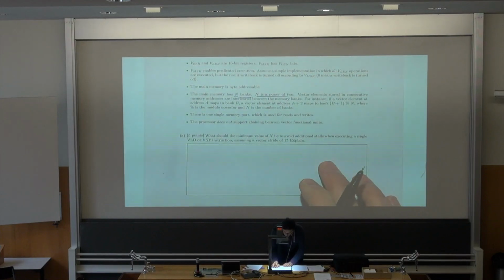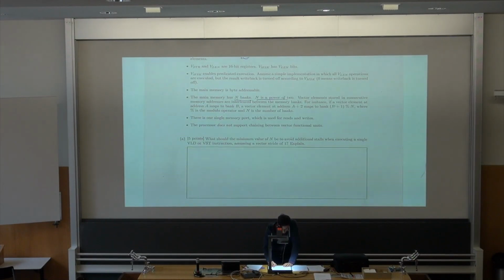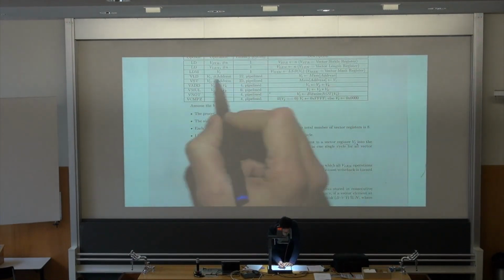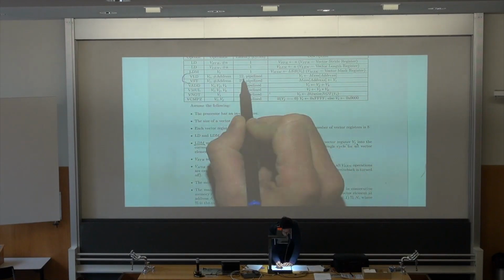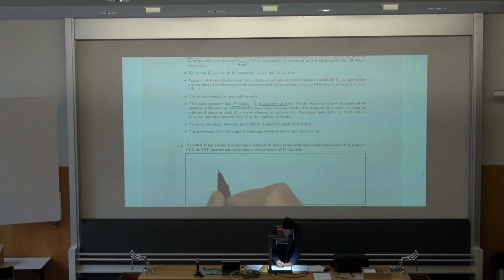So the first question, part A, asks us to figure out what should be the minimum value of n, being n the number of banks. And because n is a power of 2, and we know according to this table that loads and stores take 22 cycles, you should know that n should be equal to 32.